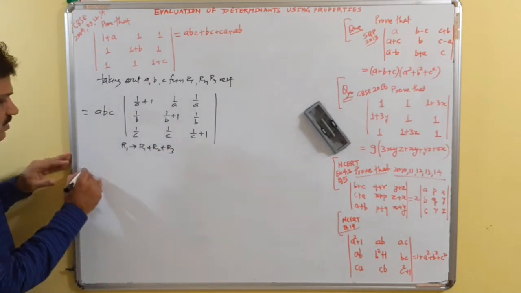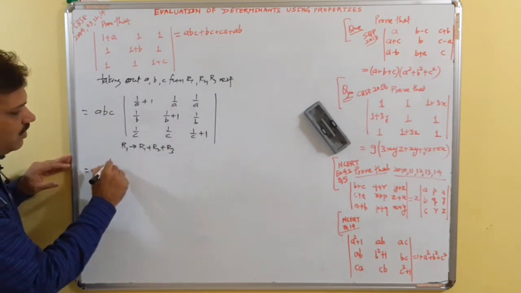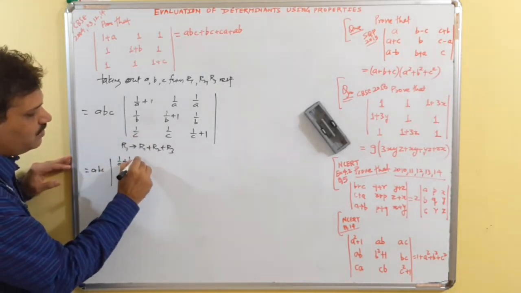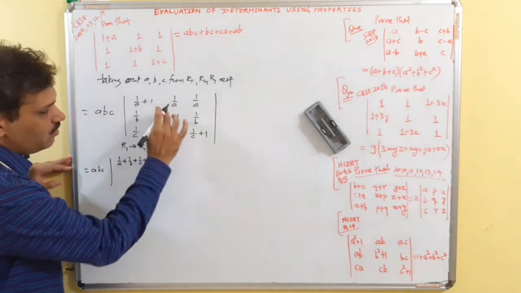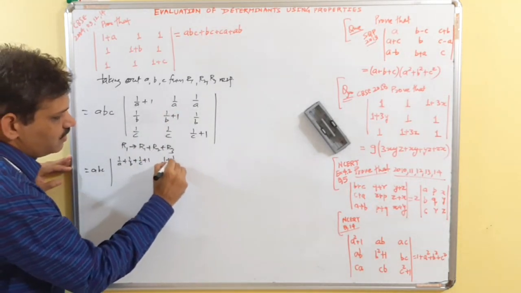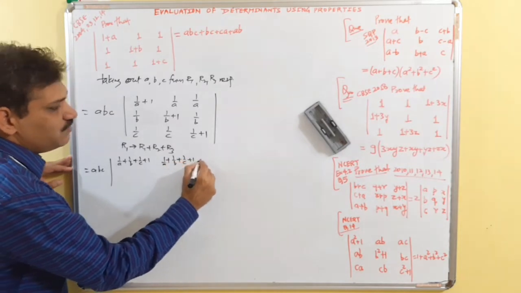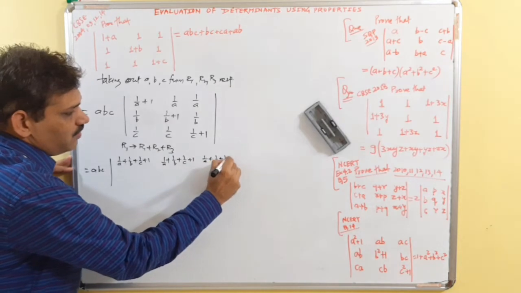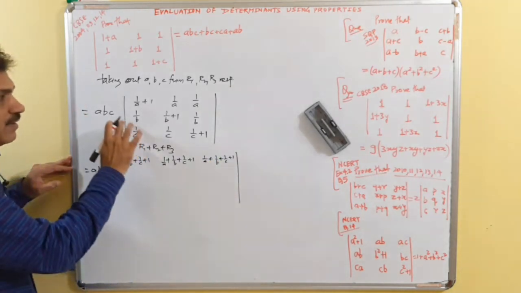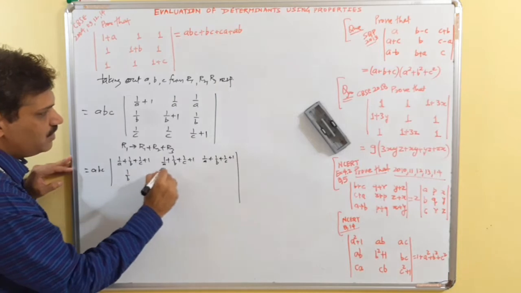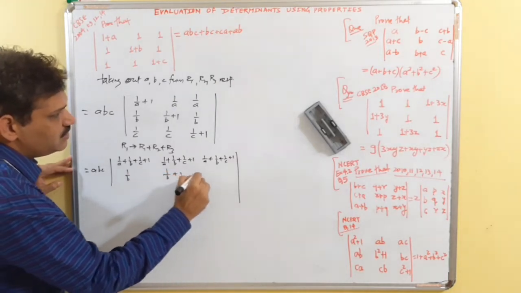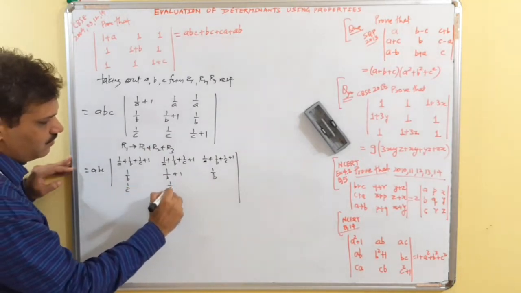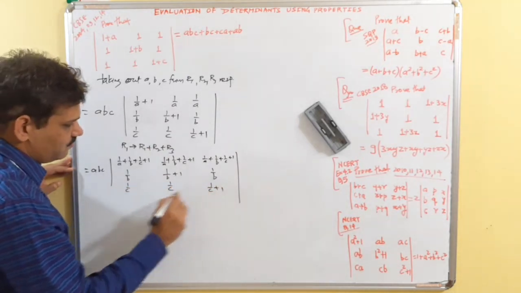Let's see how it happens. This is A, B, C. On applying R1 becomes R1 plus R2 plus R3, we get 1 upon A plus 1 upon B plus 1 upon C plus 1 here, and the same here and here. There is no change in R2, so 1 upon B is here, 1 upon B plus 1 is here, 1 upon B is here. No change in R3: 1 upon C is here, 1 upon C is here, 1 upon C plus 1 is here.